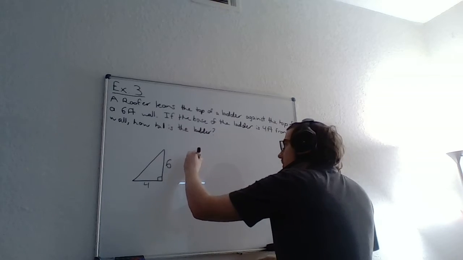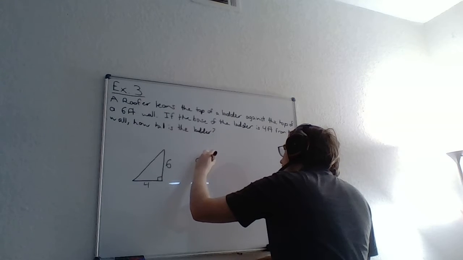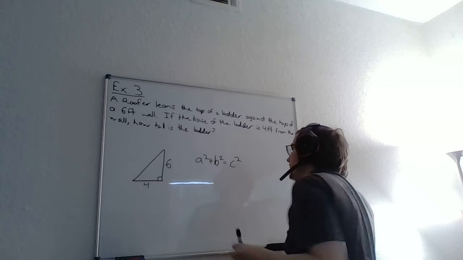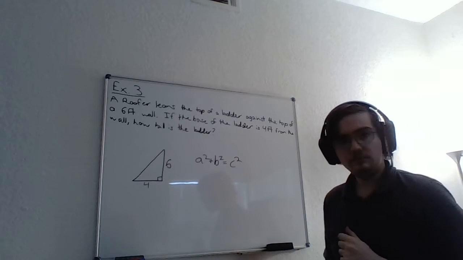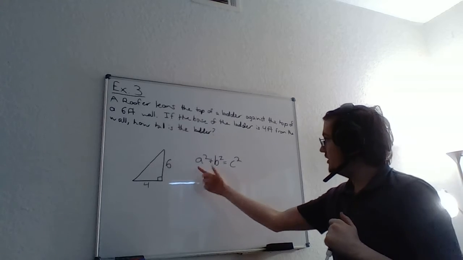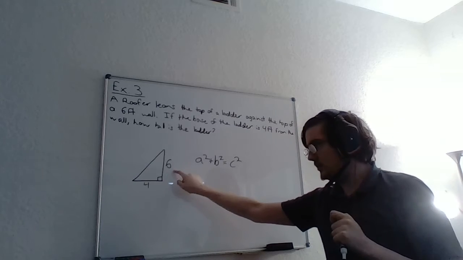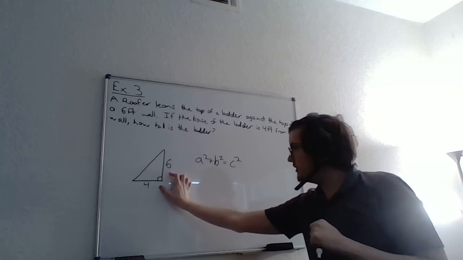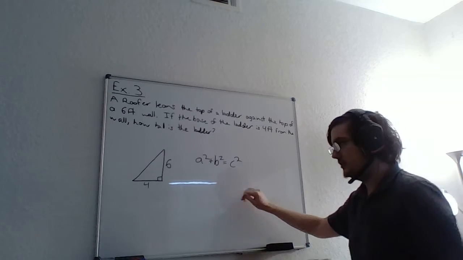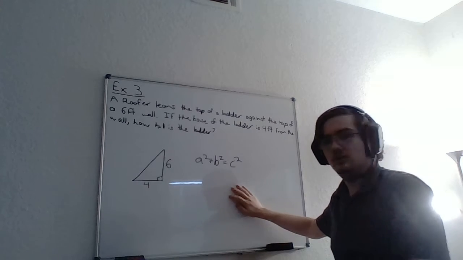Now, hopefully you remember this formula right here. a squared plus b squared equals c squared. Pythagorean theorem. The way this works is a and b are the two smaller sides of your triangle. It doesn't matter which one's a and which one's b, but these are a and b right here. And then c is the length of what we call the hypotenuse, which is the long end of the triangle.